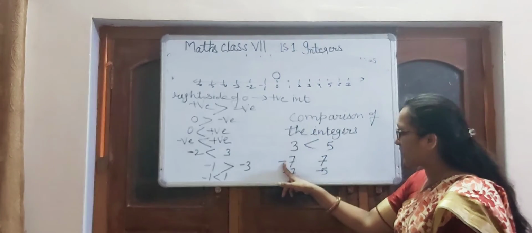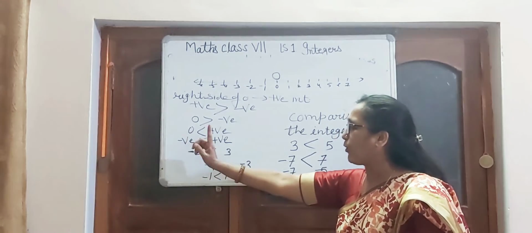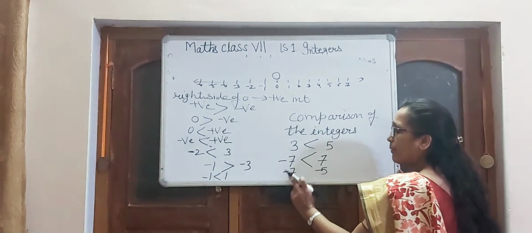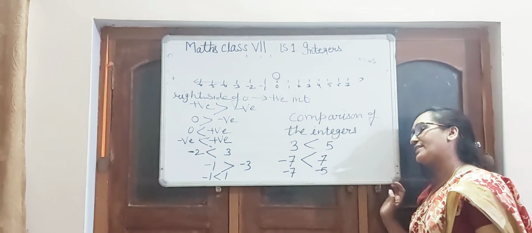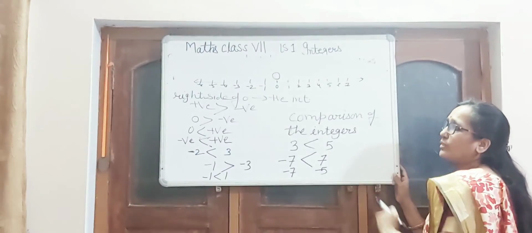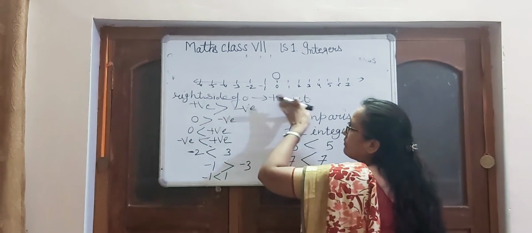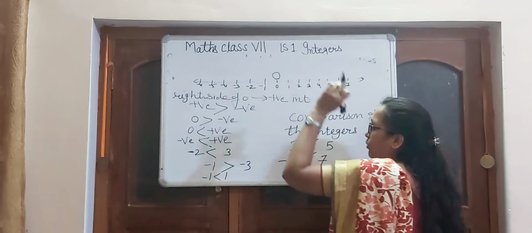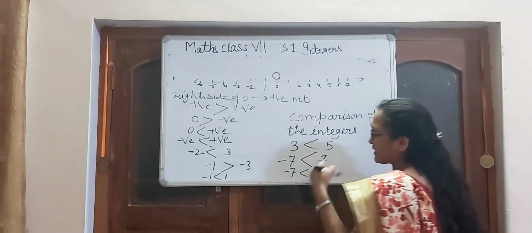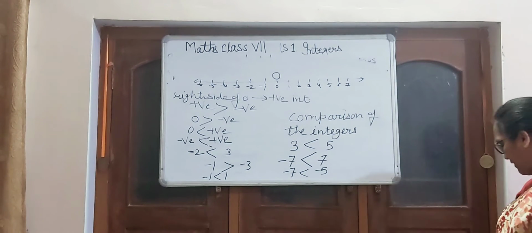But minus 7 is less than 7, because I explained before that a negative sign is always less than a positive sign. And here, see minus 7 and minus 5. Students, you will say, Madam, 7 is greater than 5. But why is minus 7 less? I already explained that of negative integers, the one farthest from 0 is always less than the one nearest. So minus 7 is less than minus 5. In this way we can compare the integers.